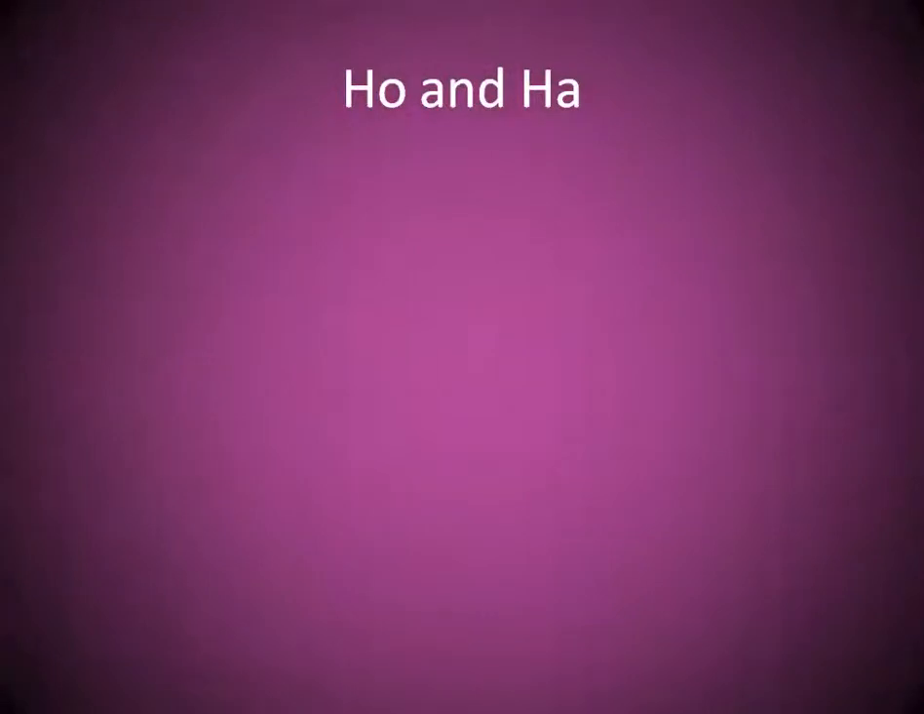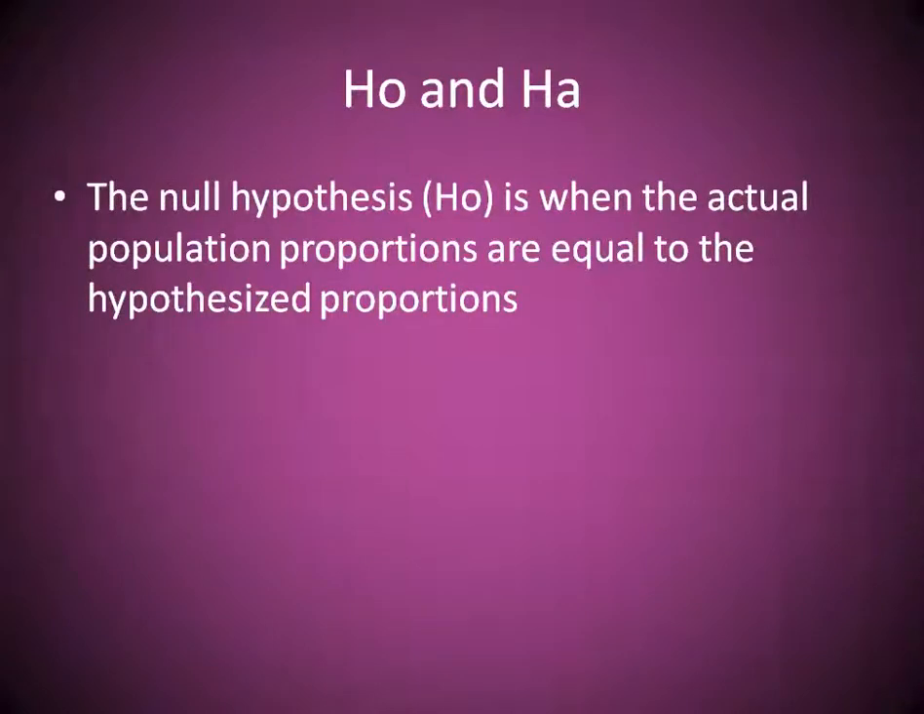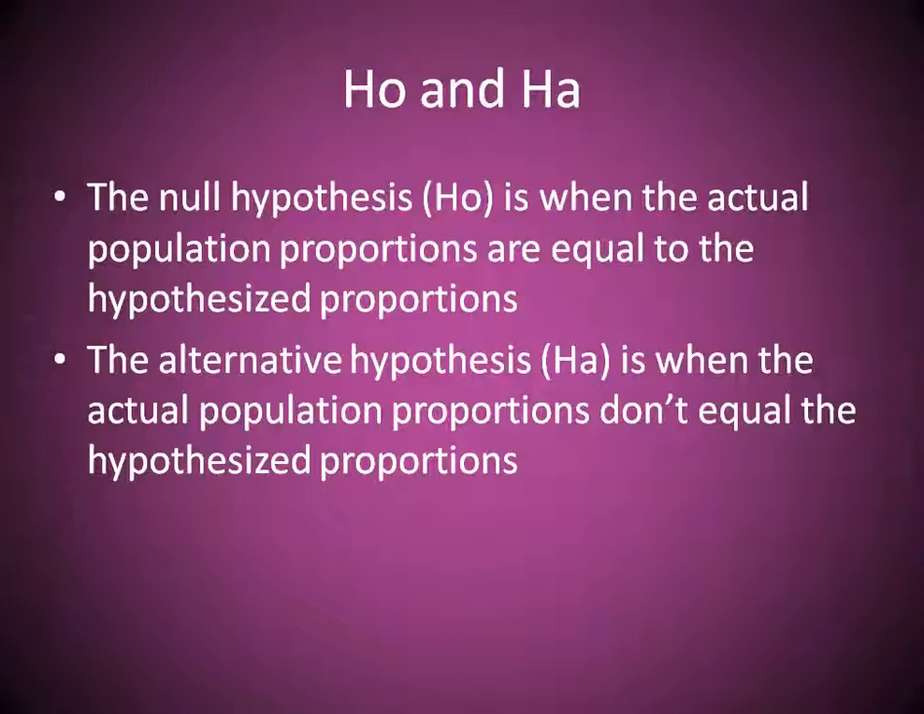The null hypothesis and the alternative hypothesis. The null hypothesis is when the actual population proportions are equal to the hypothesized population proportions. The alternative hypothesis is when the actual population proportions do not equal the hypothesized proportions.